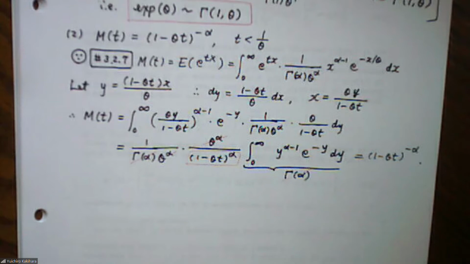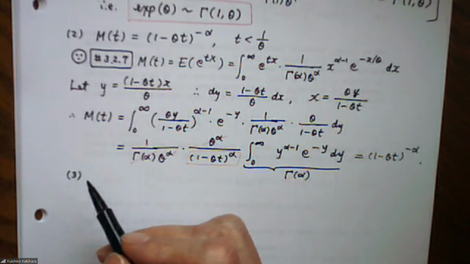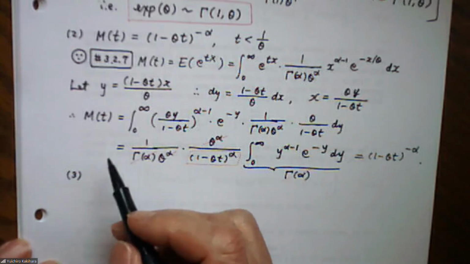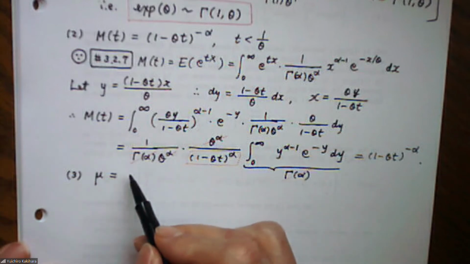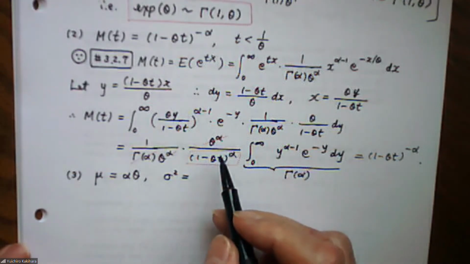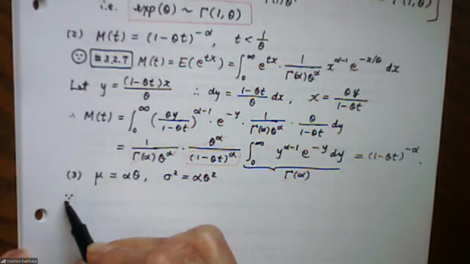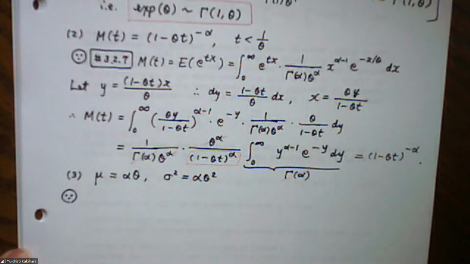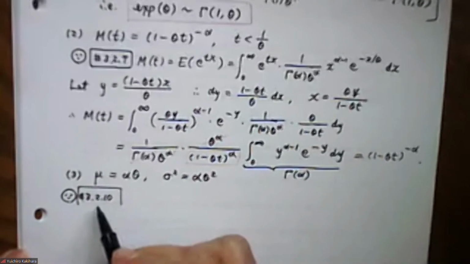First step is this. And then the second and third ones: we'd like to see that mu, the mean, is alpha theta, and sigma squared, the variance, is alpha theta squared. We'd like to show this. This is problem number 3 to 10.